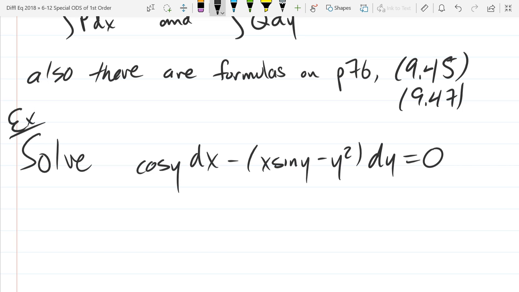So any chance this is linear? No. There's a trig function. Can't be linear. So no way it's linear. It does not look easily separable. I don't think I can separate this out. So I think it's pretty much down to homogeneous, but homogeneous is probably not going to work so well with a cosine and sine in there. So all the other solution types are not going to work here.